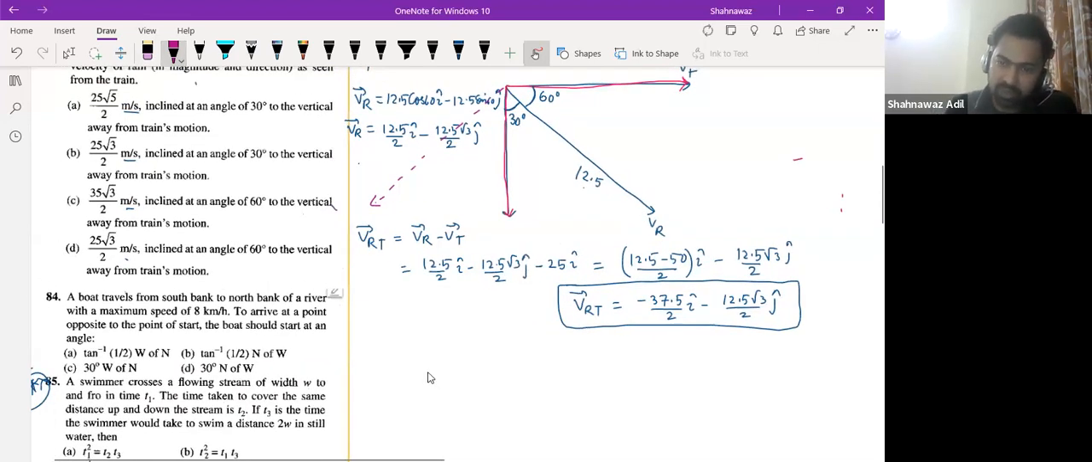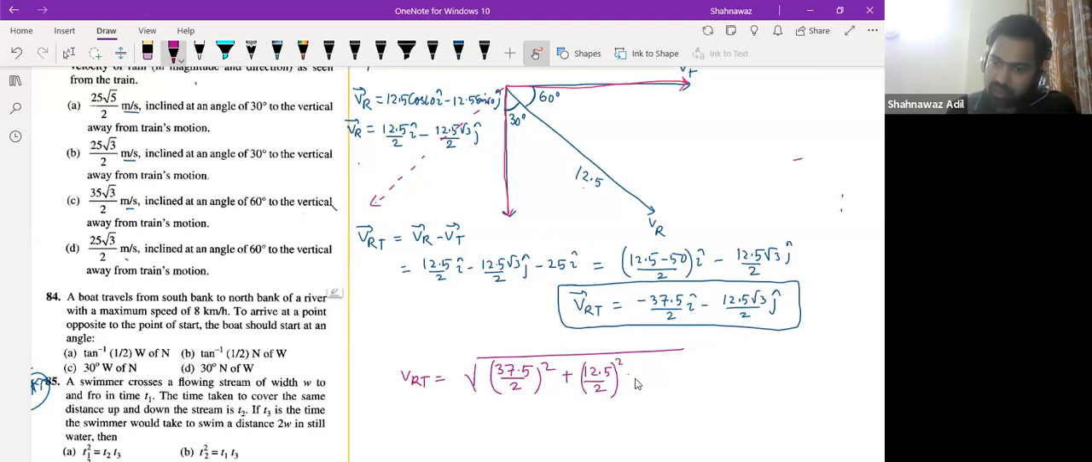So how much would the magnitude be? This is simply the root of 37.5 by 2 whole square plus 12.5 by 2 times root 3 whole square. We can take 12.5 out because 12.5 times 3 is 37.5. So we can take 12.5 by 2 whole square outside. So this is 12.5 by 2.